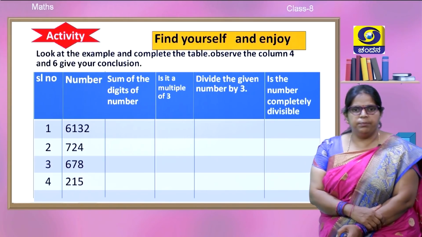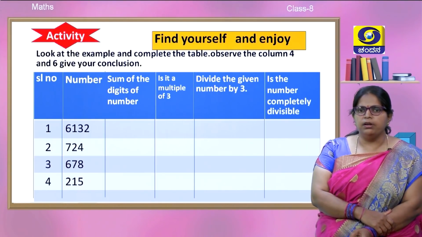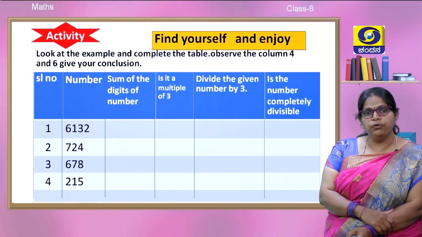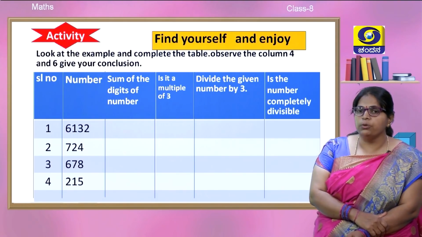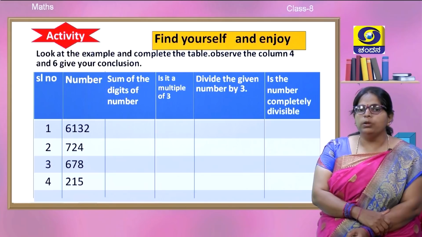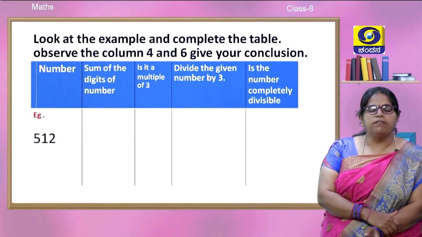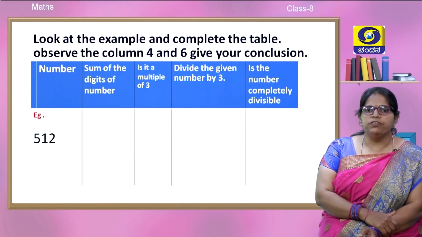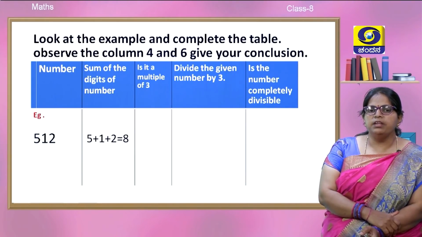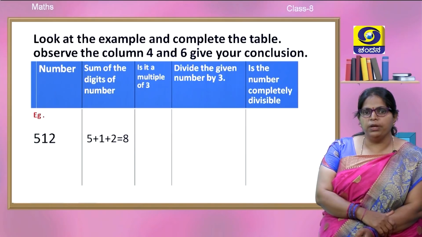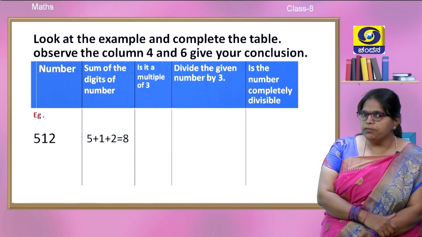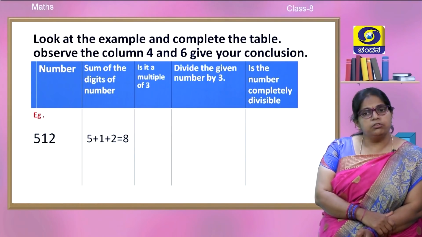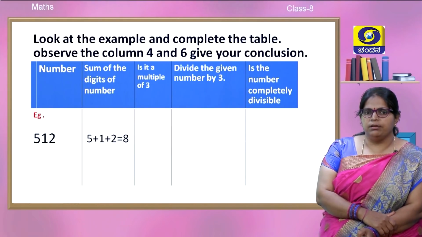Look at the example and complete the given table. Observe the column number 4 and 6. Give your conclusion. Now, children, look at the example. Here you have a number 512. Sum of the digits of a given number, 5 plus 1 plus 2 is equal to 8. Is it a multiple of 3? No, because it doesn't come in 3 ones a table.